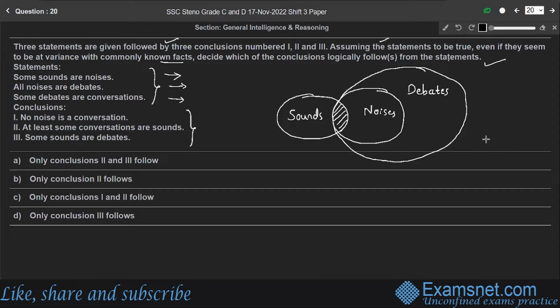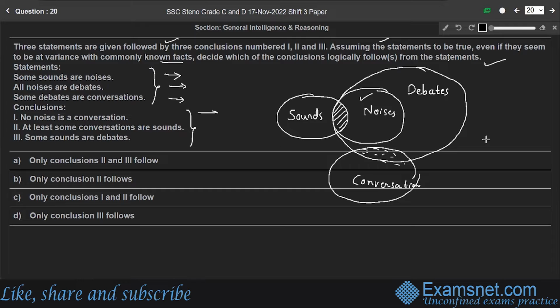And the third one, some debates are conversations. So you can take conversations here. Some debates are conversations. This portion, shaded portion. Or these conversations can be included in noises also, right? In the set of noises, some part of the debates, right? So, but it is not given directly, it is possible, right? So conversations can be included in set of noises also, right? It is possible. There is a possibility, not definitely possible, right?